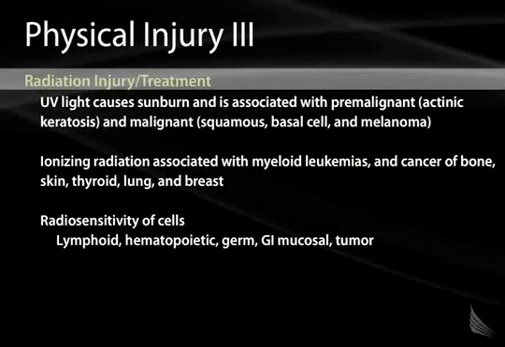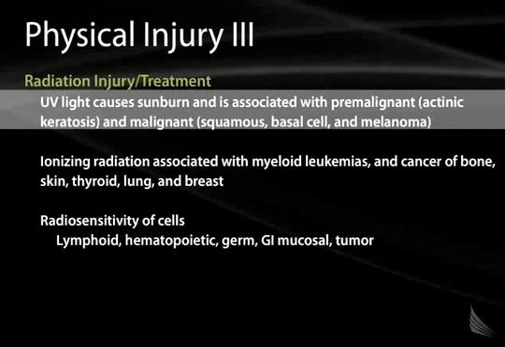Remember from what we mentioned in our lecture on neoplasia that UV radiation is a common cause of DNA damage and is a common cause of physical injury. UV light obviously is one of the causes of sunburn and is associated with premalignant changes such as the development of actinic keratoses and malignant changes, the development of squamous and basal cell carcinomas and malignant melanoma.